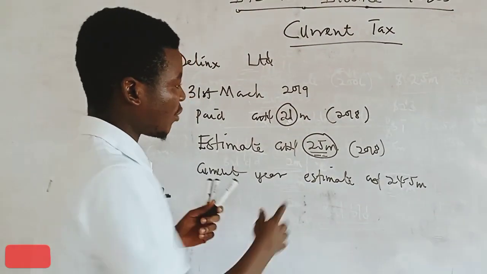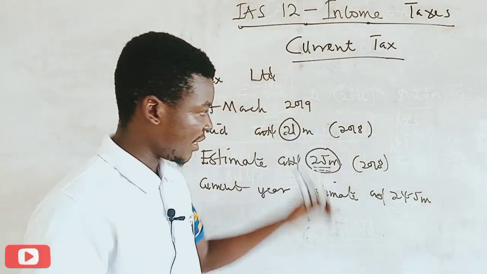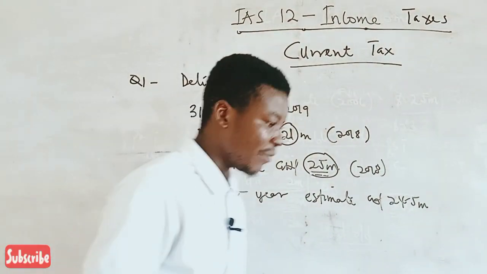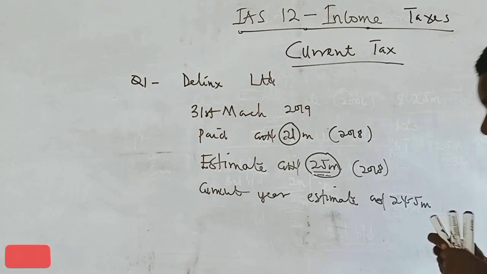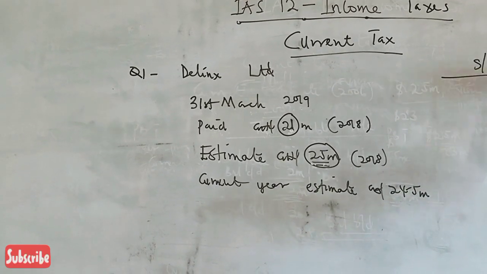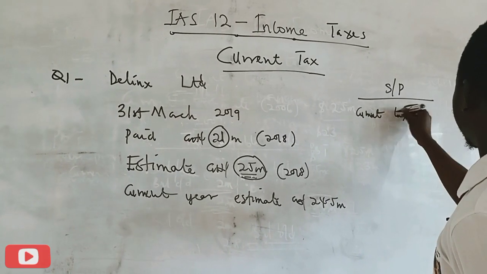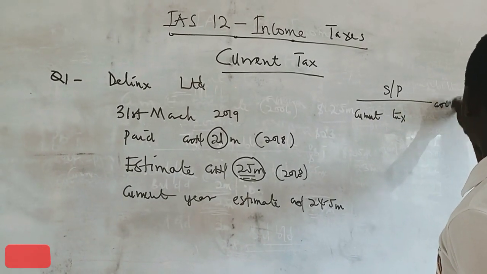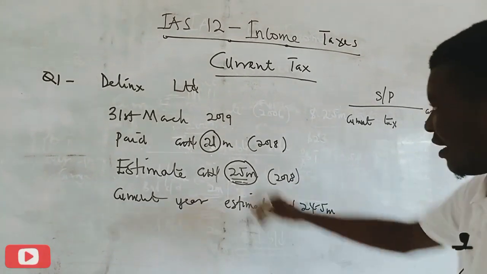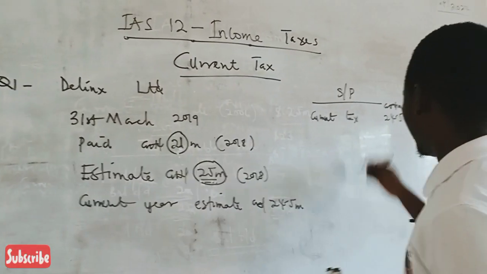So there was an over provision of 21 million, which was estimated in respect of 2018. So in 2019, the figure that will be shown in the statement of profit or loss account, we have to prepare our tax schedule. It will be the current tax, which is 24.5. Then our over provision, we should have subtracted 21, but we need this one. So we come and make adjustments here.